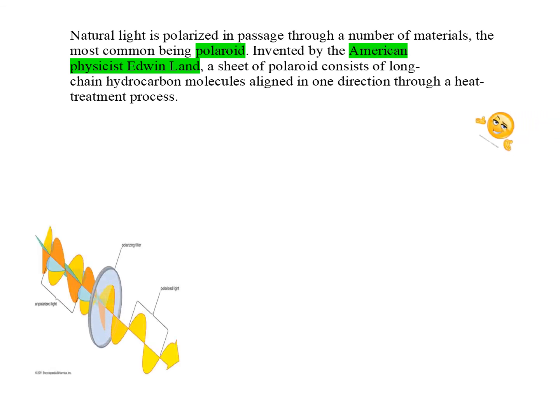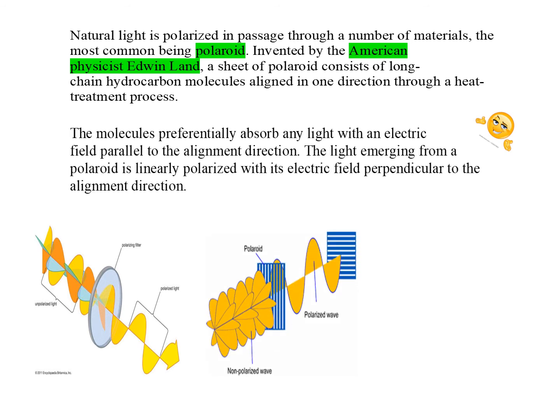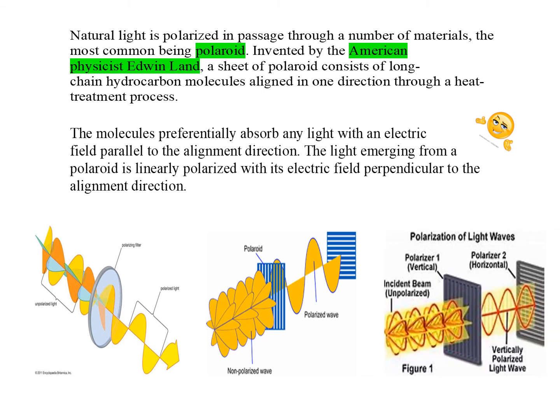The apparatus used for that is called a polarizing filter, which is designed in such a way that light waves with the same orientation are absorbed by the filter, using the molecules' vibrations, etc., thereby reducing the intensity of the light passing through the filter. This Polaroid was invented by the American physicist Edwin Land as a sheet of Polaroid consisting of long chain hydrocarbon molecules aligned in a single direction. The molecules absorb any light with an electrical field which is parallel to the alignment direction. So the process takes place, and the unpolarized light waves are transformed to polarized ones.